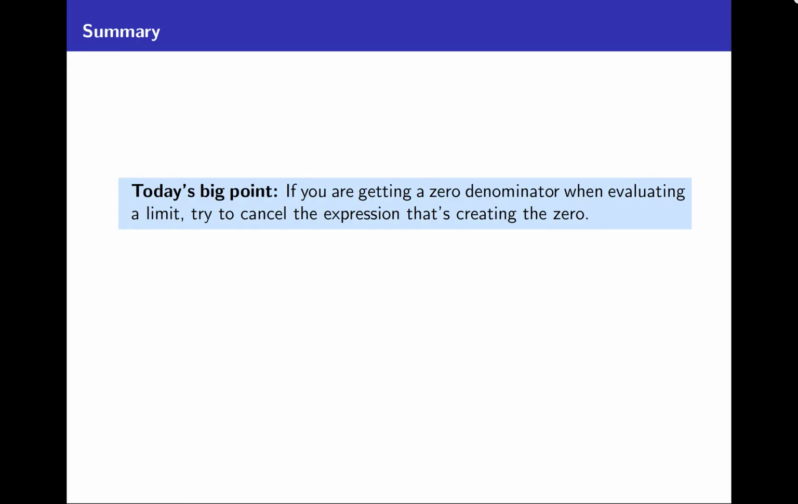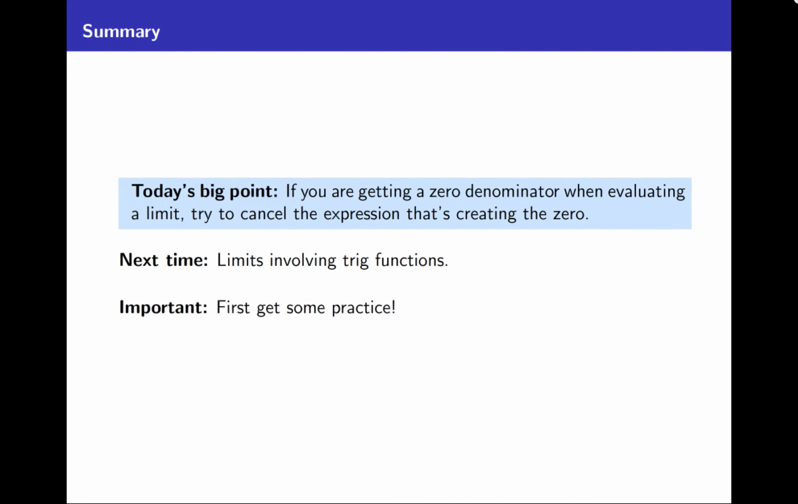That's it for today. Our big point has been, if you're getting a zero denominator when finding a limit, try to cancel the expression that's causing the zero. Next time, we'll talk about limits involving trig functions. But before then, it's vital to get some practice on the kinds of problems that we were doing today. So do that, and I'll see you next time.